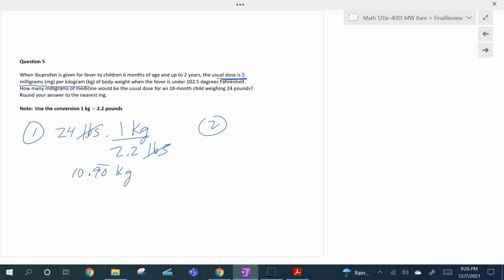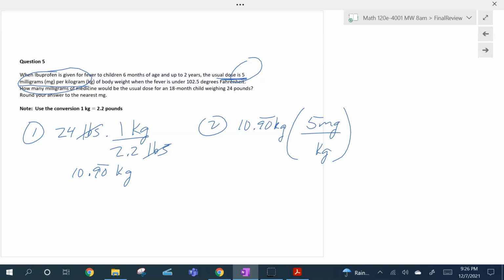Since it's 10.90 repeated kilograms, now I'm going to multiply by the dosage, which is 5 milligrams per kilogram of body weight.